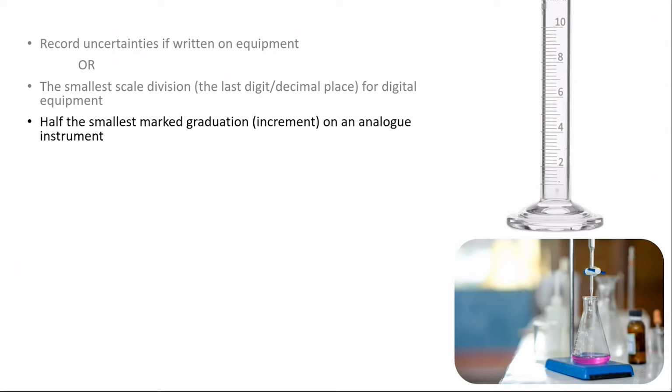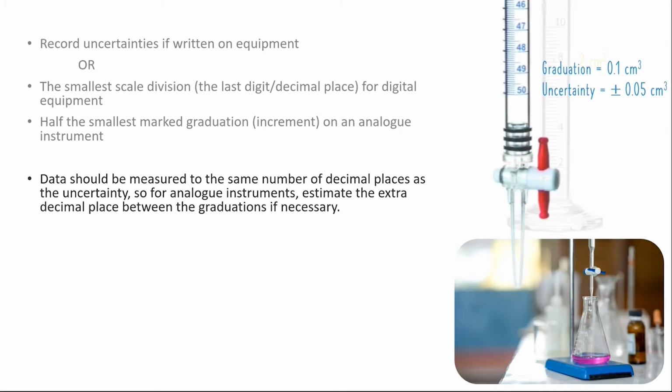If you're using an analog instrument, so something that is not digital, that needs to be read by eye, like this measuring or graduated cylinder here, it is fair to say that when you read from the marking, the true value could fall within half an increment above or below what you're seeing. So the graduation of 2 centimeters cubed in this example here means we would say that the uncertainty is plus or minus 1 centimeter cubed. In the burette, the graduations are 0.1 centimeter cubed apart, meaning your uncertainty is plus or minus 0.05. You should estimate when taking a reading so that your measurement is also to 2 decimal places.